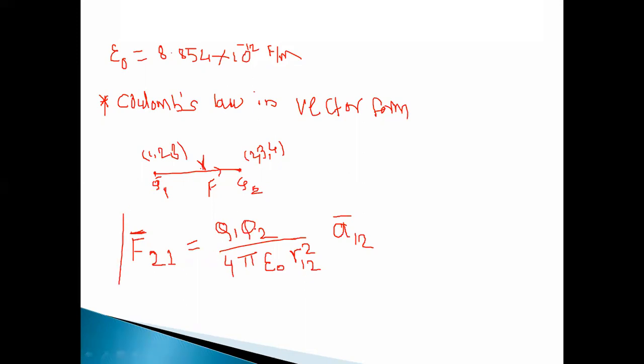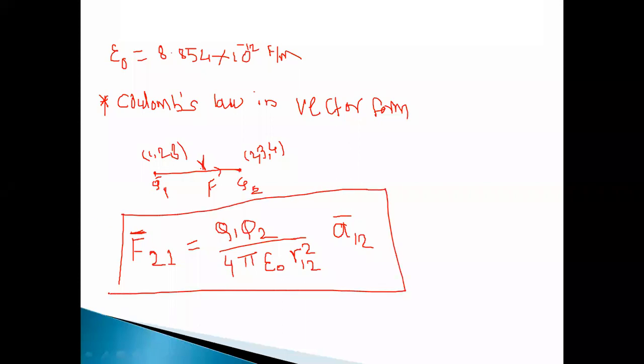So this F bar 2 1 is equal to Q1 Q2, the product of these two charges, divided by 4 pi epsilon 0 r12 square into a bar 12. This is one direction only, when we are going from charge Q1 to charge Q2. But when we are coming from charge Q2 to charge Q1, in the reverse direction, then that force is given by, just tell me now, what will be that force equation?